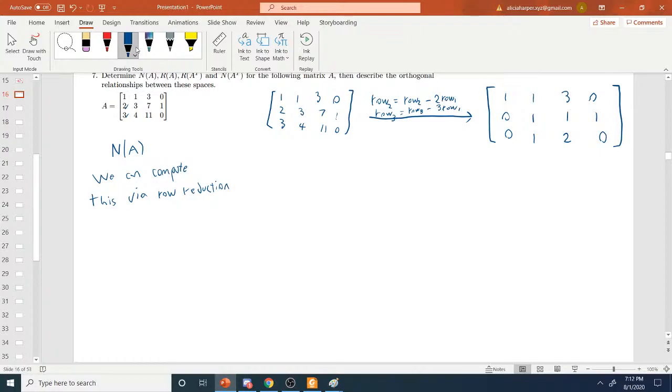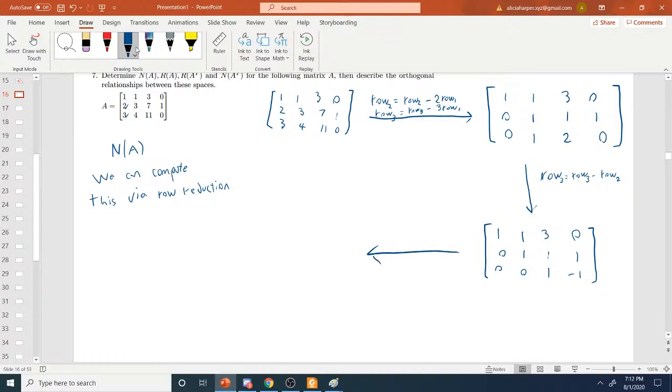Let me sanity check myself on this real quick. Yeah, this looks right. So next thing I do is I set row 3 equal to row 3 minus row 2. In which case the first row stays the same, so 1, 1, 3, 0. The second row stays the same, so 0, 1, 1. My third row now becomes 0, 0, 1, and then negative 1. All right, so this is looking good.